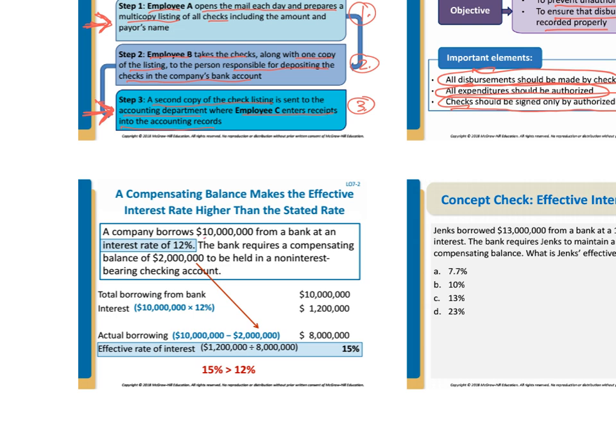It says a company borrows $10 million from a bank at an interest rate of 12%, so that's the stated rate. The bank requires a compensating balance of $2 million to be held in a non-interest bearing checking account. So essentially what's going on here is we're borrowing $10 million, but we only have the use of $8 million, right? Remember, our stated interest rate is based upon the $10 million face value, which means we're paying $1.2 million in interest, but really only getting to borrow $8 million. This essentially gives us an effective interest rate of 15% when we take the $1.2 million in interest and divide by the actual amount that we get to use.